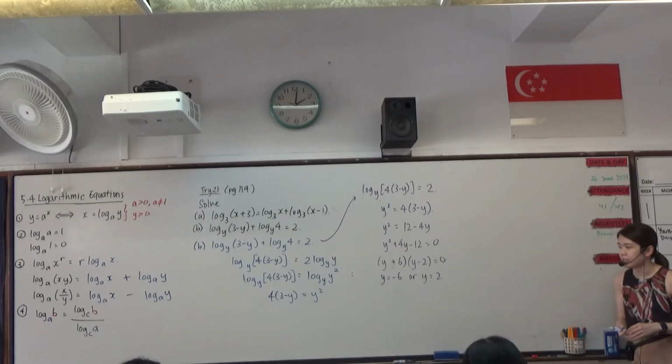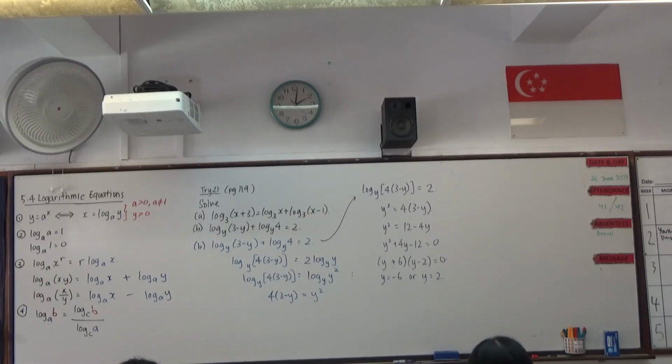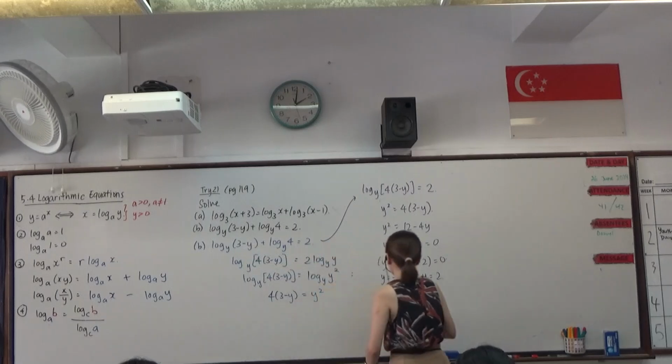So we get y equals to negative 6 or y equals to 2. For y equals to negative 6, we got to reject it because y is in the logarithm.